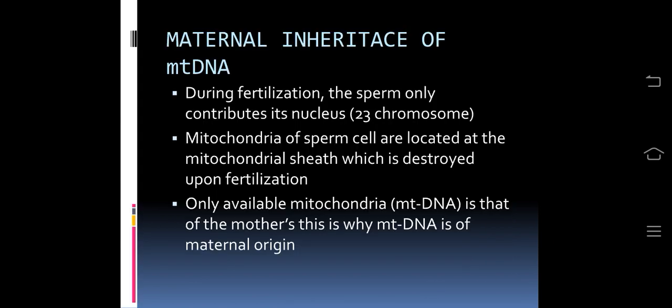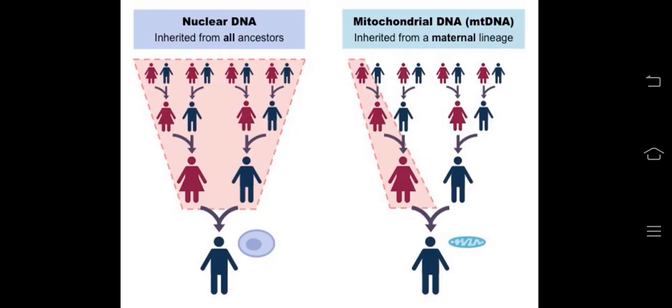The maternal inheritance of mtDNA. During fertilization, the sperm only contributes its nucleus, 23 chromosomes. Mitochondria of sperm cells are located at the mitochondrial sheath, which is destroyed upon fertilization. The only available mitochondrial DNA is that of the mother. That is why mtDNA is of maternal origin.